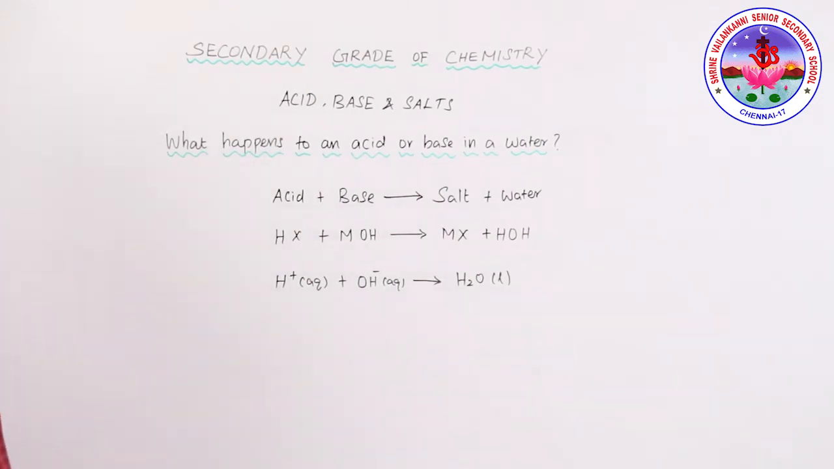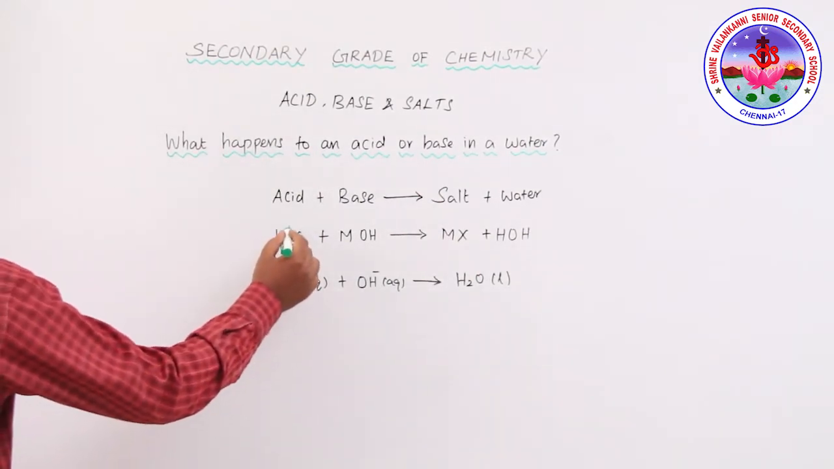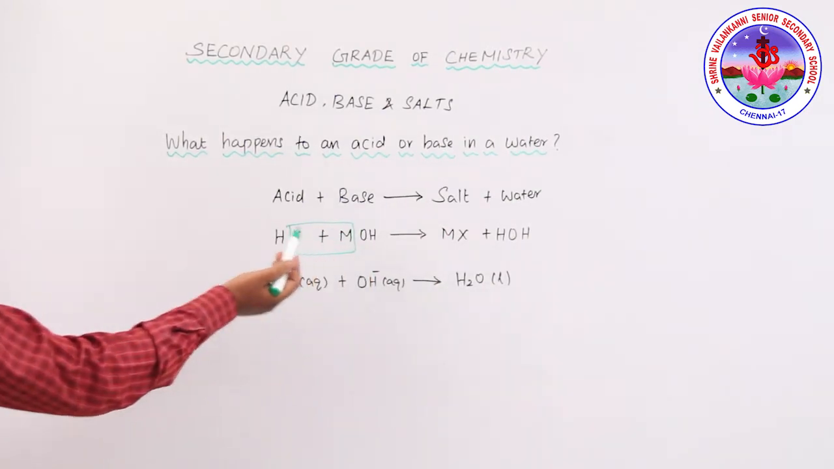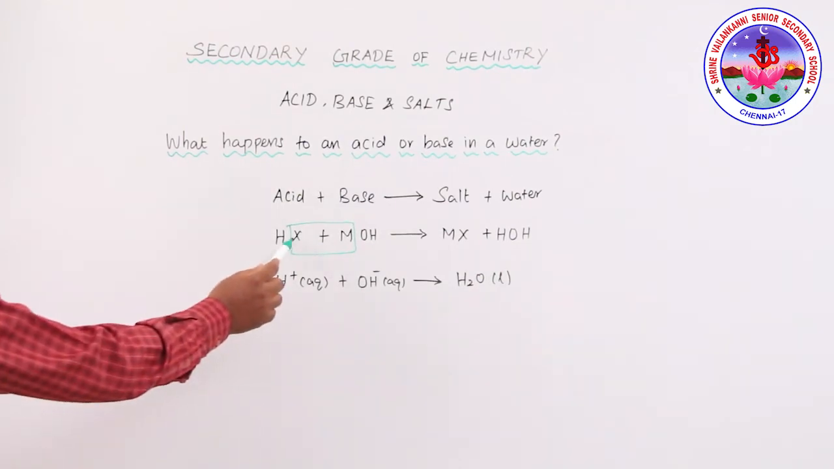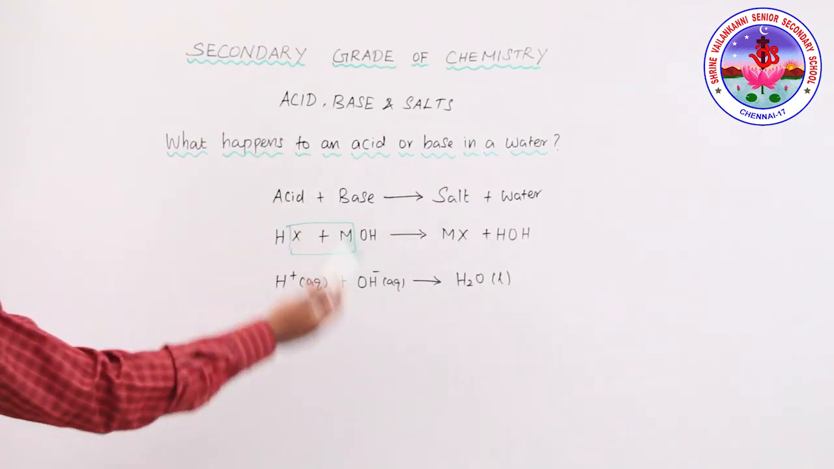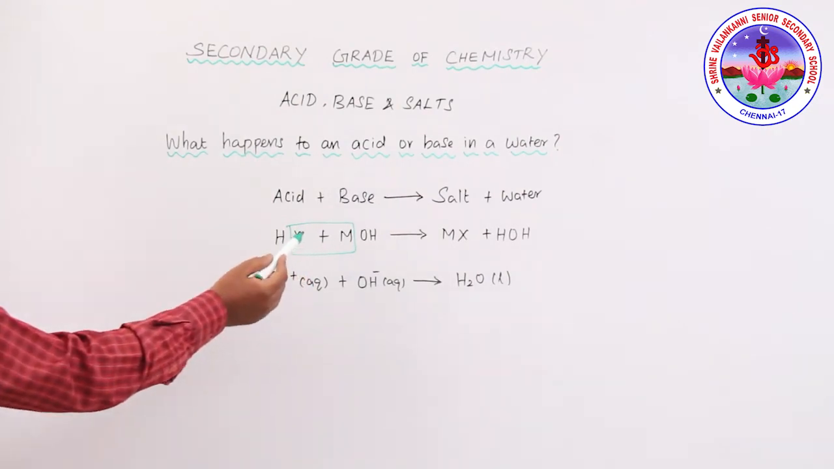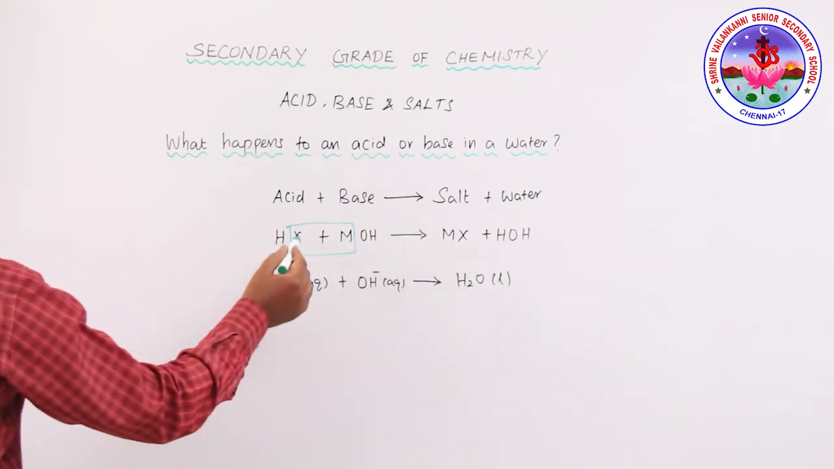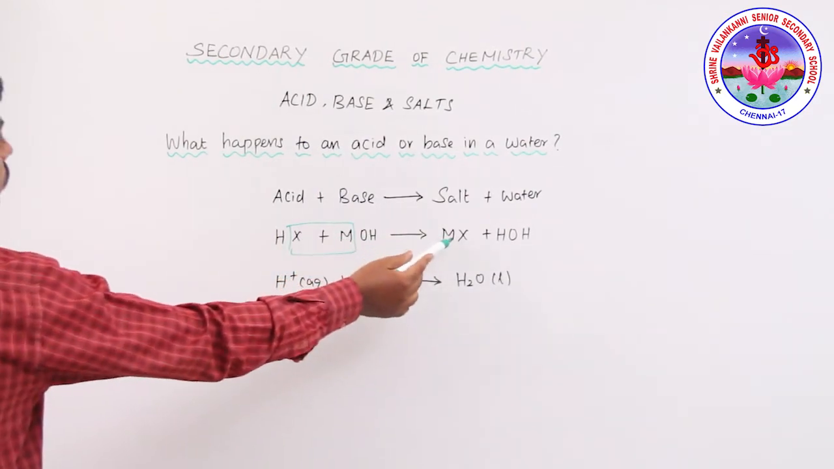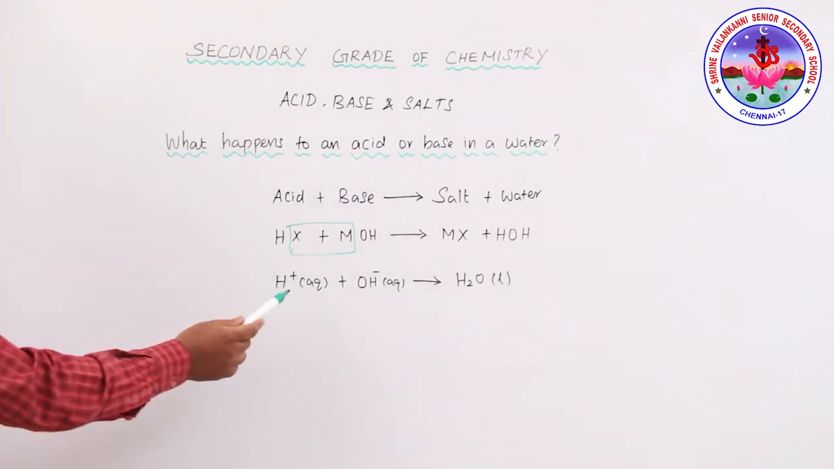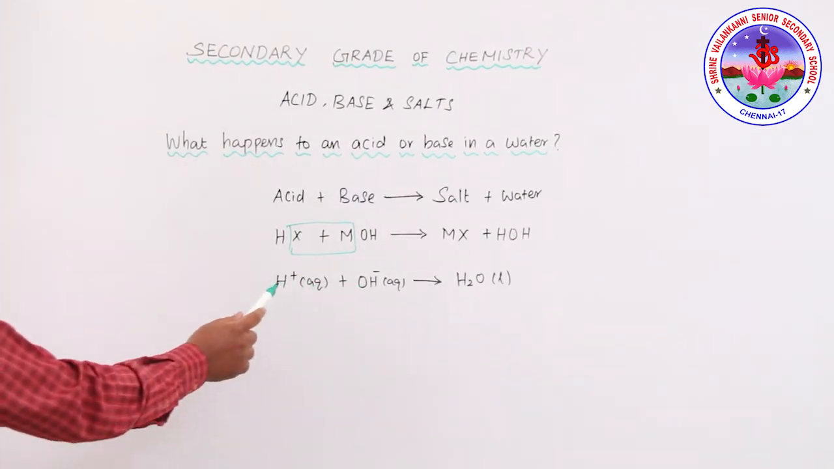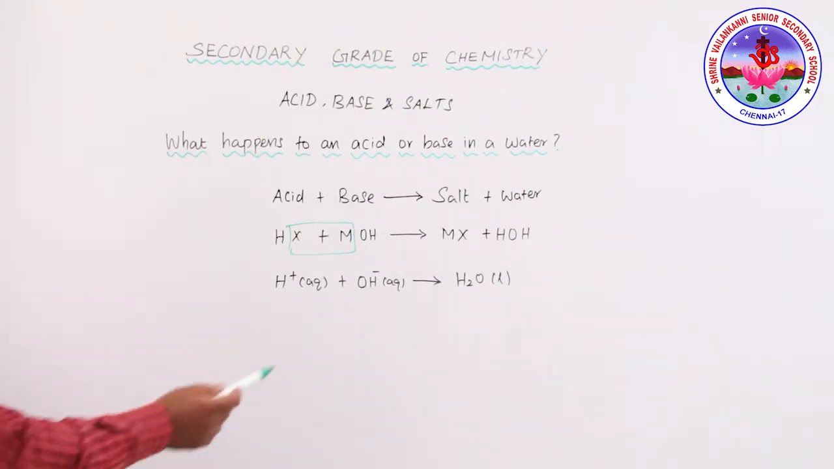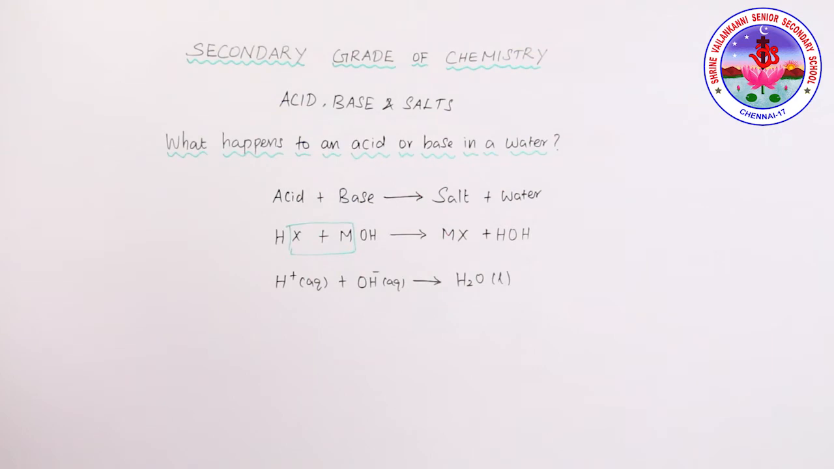Here, in MX, the X will be chlorine or any halogen, and the metal M will be sodium or any alkali metal. So MX indicates any alkali metal chloride. If you use chlorine and Na, it converts to NaCl and water. Similarly in the case of H+ and OH- ions: H+ is in the acid solution, and OH- ions are in the basic solution.